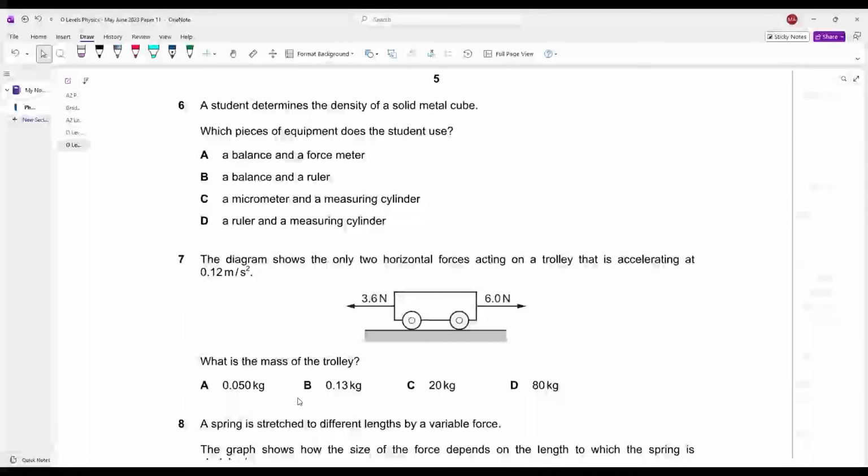आगे बढ़ते हैं। A student determines the density of a solid metal cube. Which piece of equipment does the student use? अच्छा जी, अब देखो solid metal cube की आपने density निकालनी। What is the formula of density? Density is equal to mass over volume. Mass आप किससे measure कर सकते हो? Using a beam balance. So C or D option gets cancelled out.